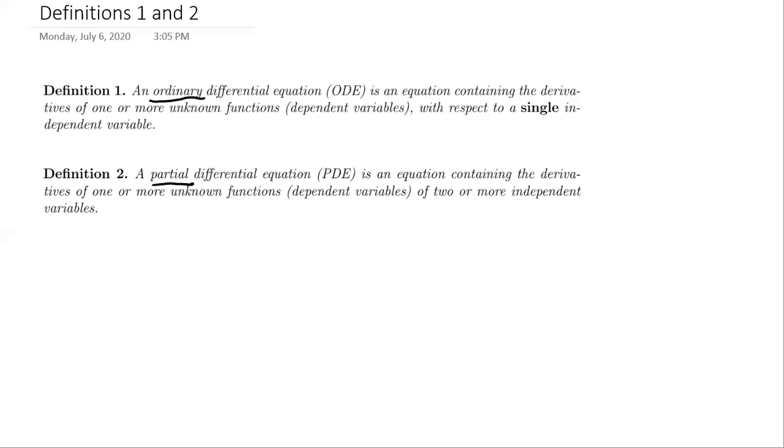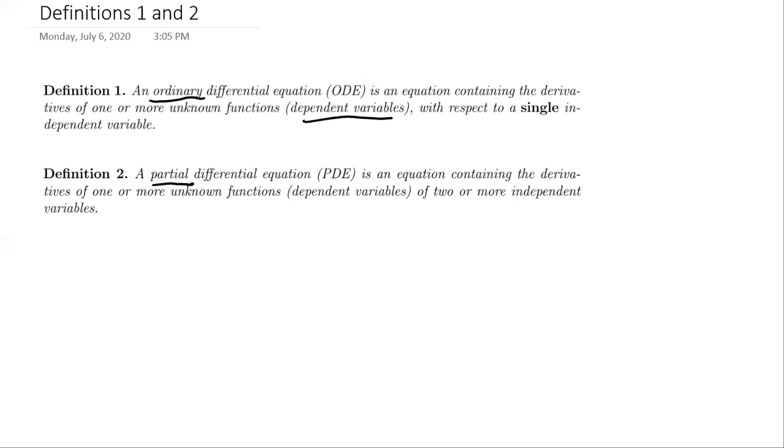An ordinary differential equation, which I'm going to denote ODE, so DE for differential equation, O for ordinary, is an equation containing the derivatives of one or more unknown functions, dependent variables, with respect to a single independent variable. What this means is that we could have more than one function that we're taking derivatives of.